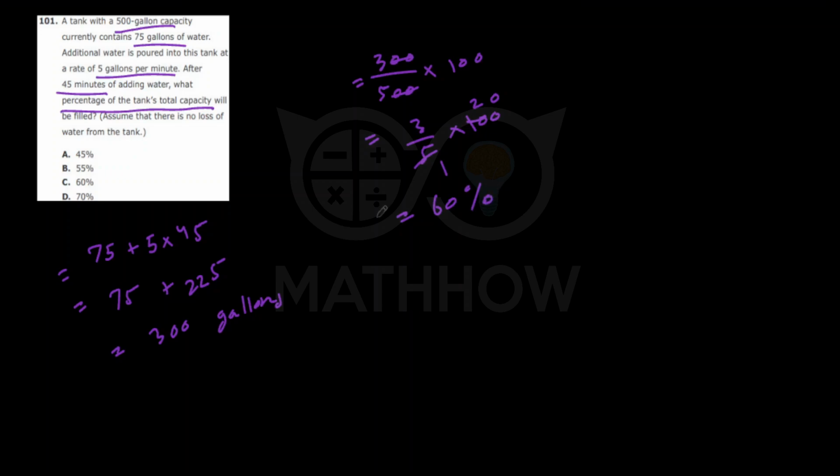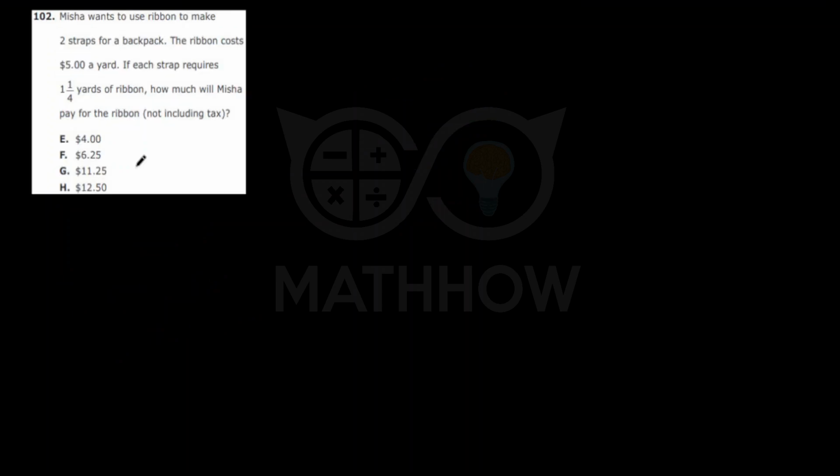So the water after being poured for 45 minutes, the total water in the tank will be 60% of the total capacity of the tank. So the correct answer is option C, 60%.